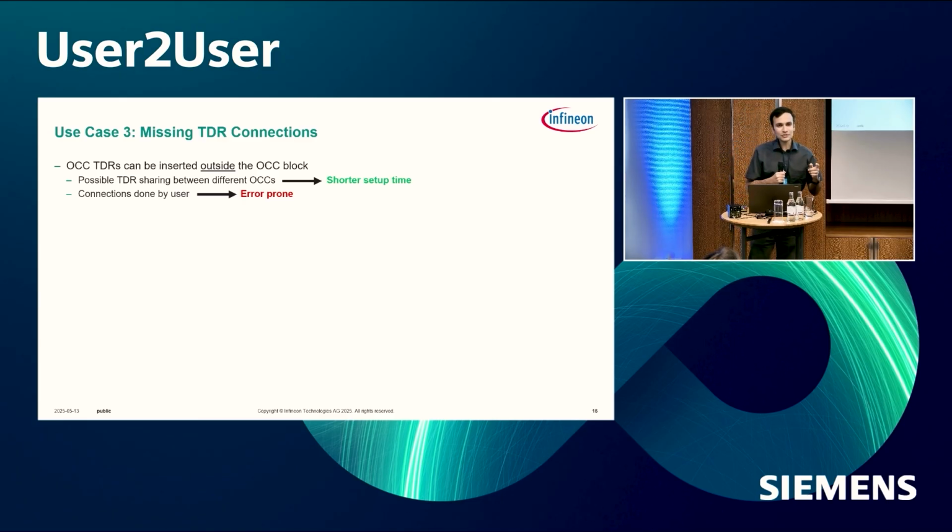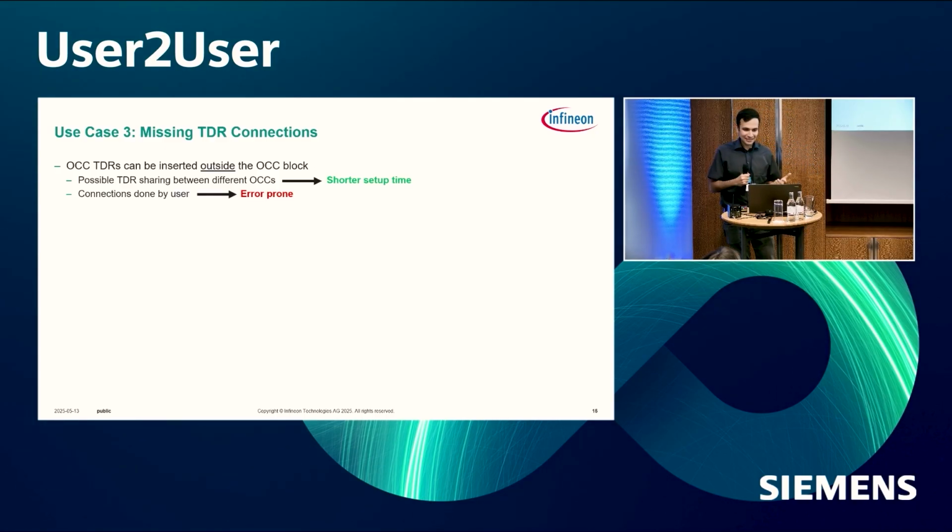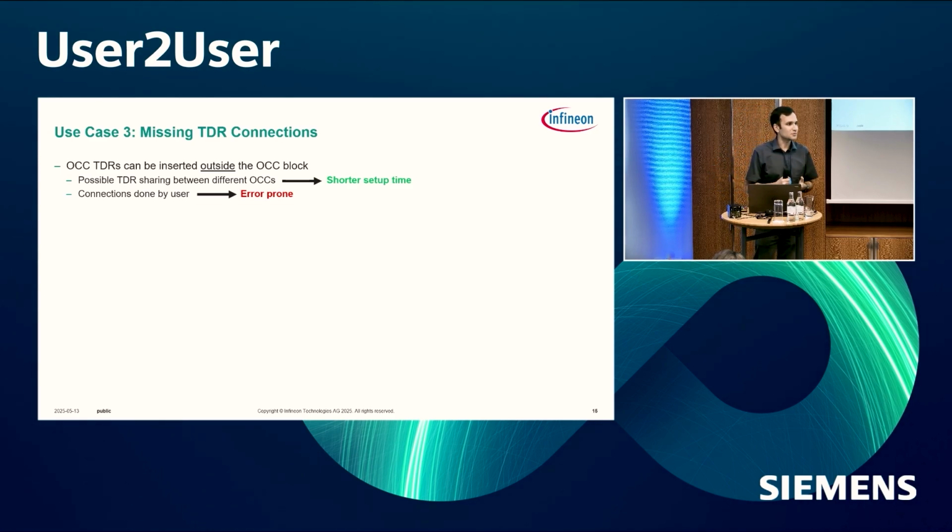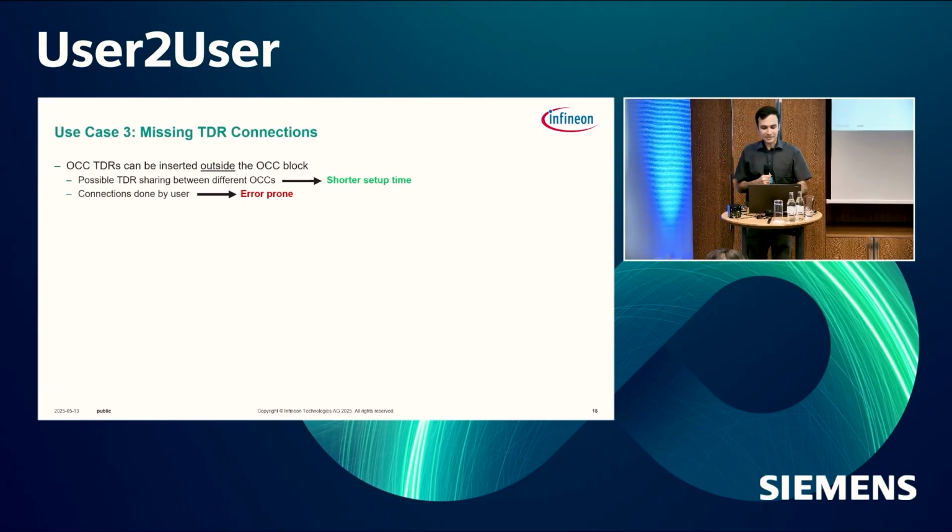We tend to use the second option because in this case, you can share these TDRs between different OCCs and you have a smaller number of TDRs, and probably you cut your setup time. However, you have to be careful about connecting these TDRs to the right input of your OCC. If it happens that for any reason you forget to connect the right TDR to the right input of your OCC, basically your ATPG fails.